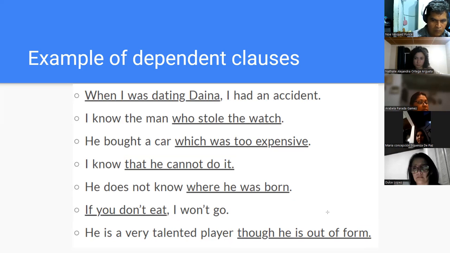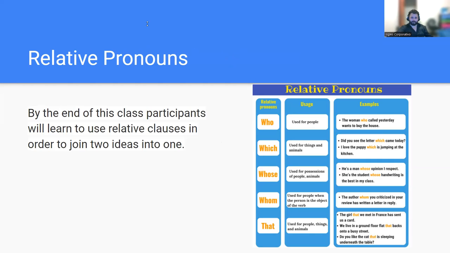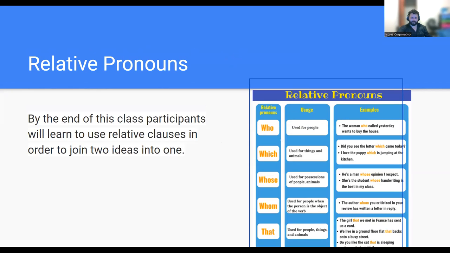So basically, guys, for this to be a relative pronoun, it needs to substitute a noun. Okay. All right. But yeah, anyways, or you can just memorize them, guys. Who, which, that, where, when. All right. Very good, guys. So we have a list over here of relative pronouns.